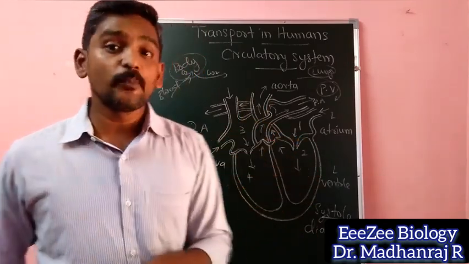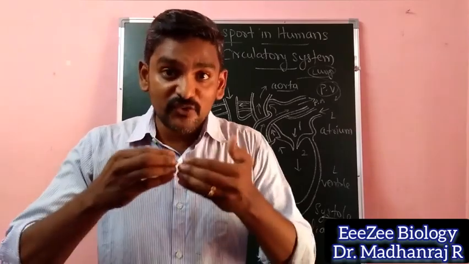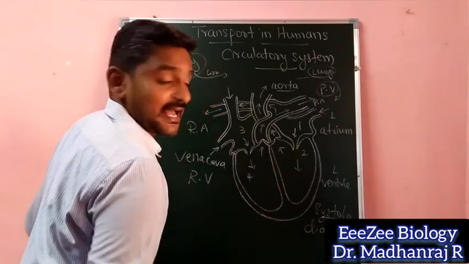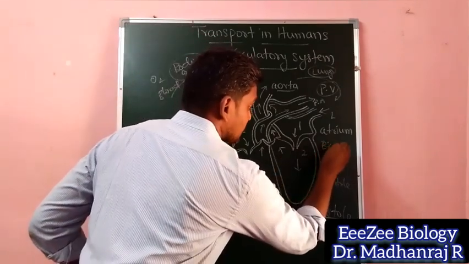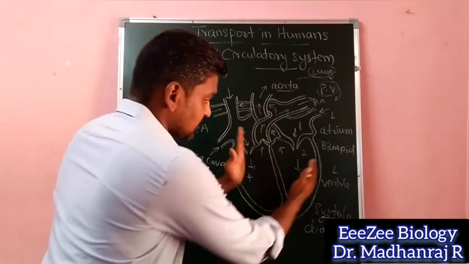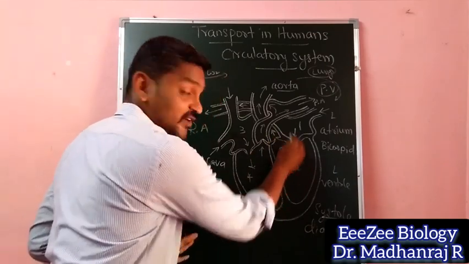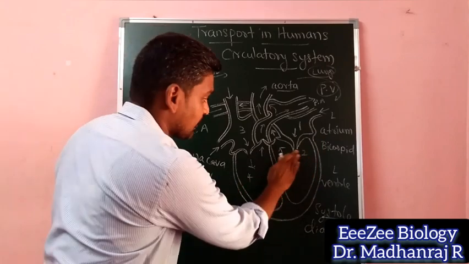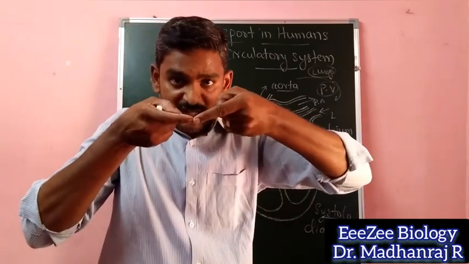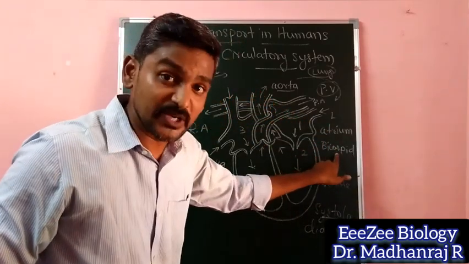Another important thing you have to keep in mind is valves. There are valves which prevent the backward flow of the blood. You can see here, a valve is there, right? This valve is called the bicuspid valve. What happens here? When the ventricle contracts, there is a chance that blood can re-enter this way, a backward flow. To avoid that, when the ventricle contracts and gives pressure, the valve closes like that, so the backward flow is prevented. So it is called the bicuspid valve.